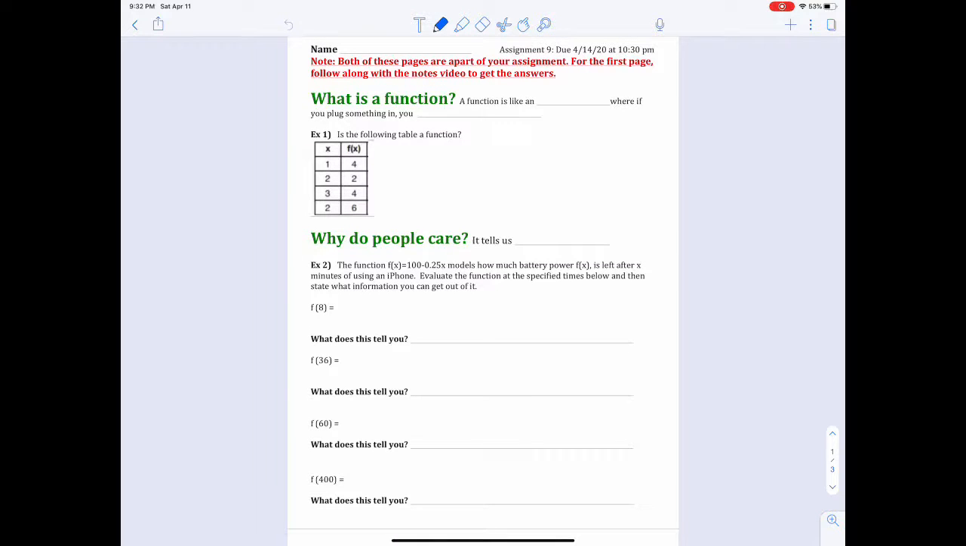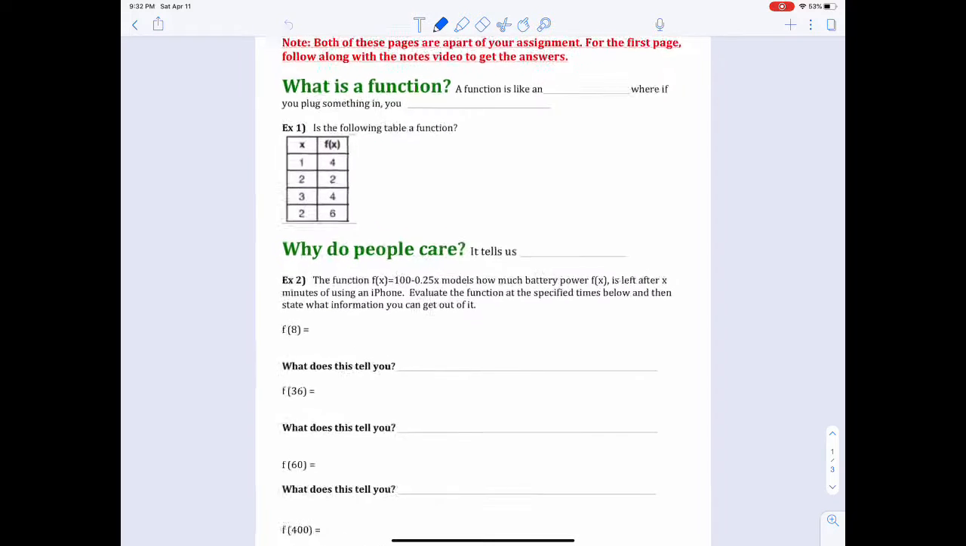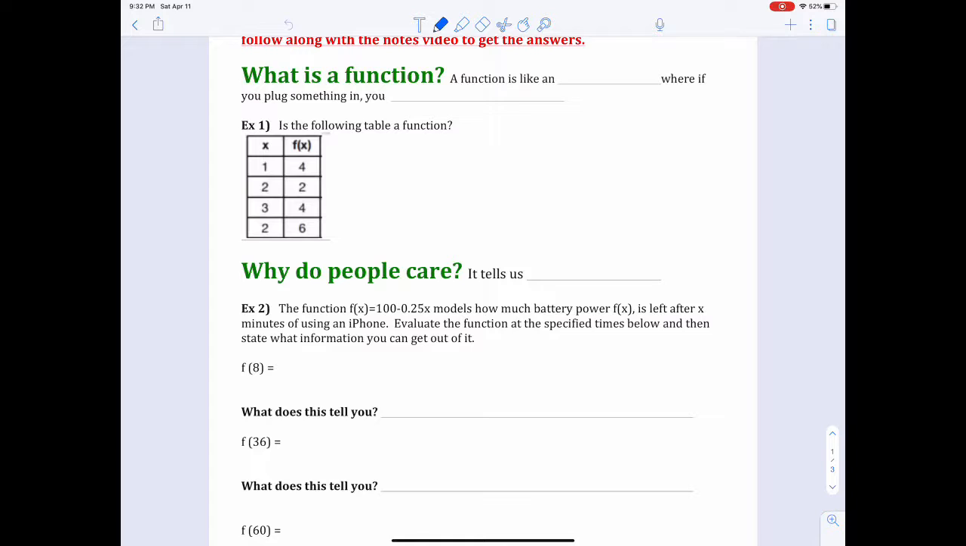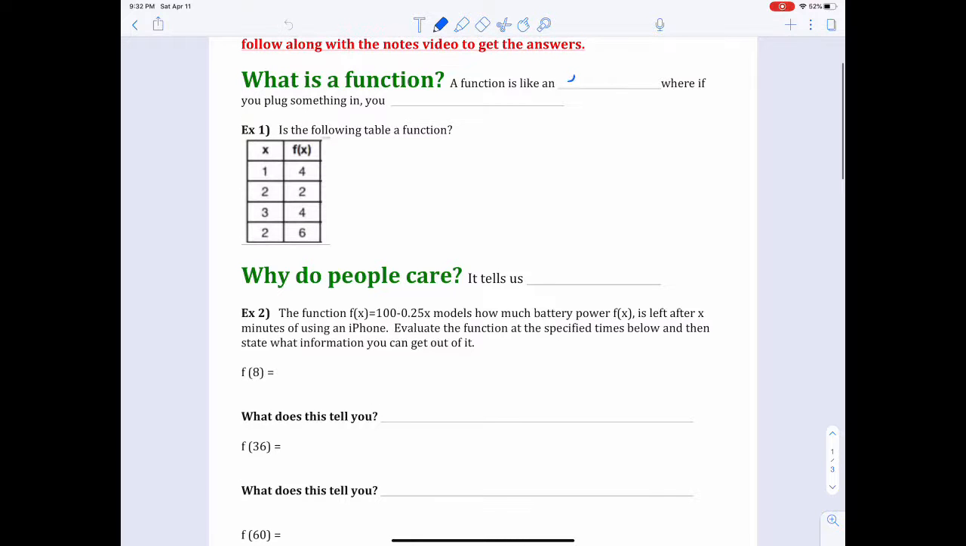So what is a function? This should be a recap for you. What is a function? A function is like an equation, where if you plug something in, you get something out.